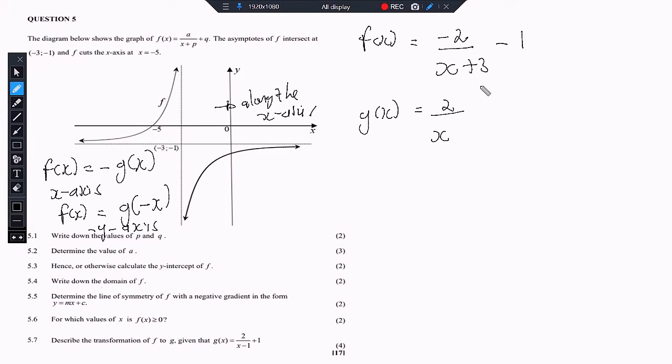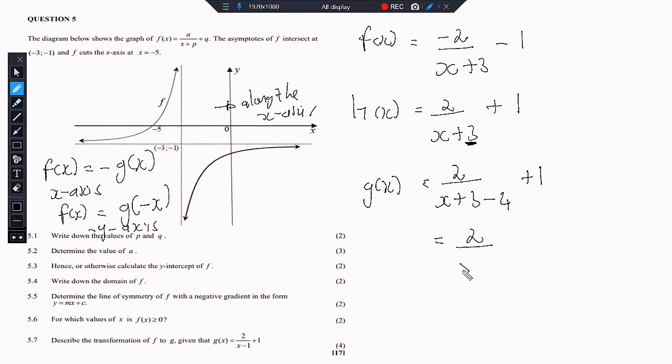So if we were to change this, it would be 2 over x plus 3, and then here we would have plus 1, right? But then again, they did something here to the positive 3. So let's say this is not g of x right now, it's h of x, right? Now to get to g of x, there's something that they did to this 3 here. So this is 2 over x plus 3. Now they wanted to get to negative 1. They had to subtract what? 4. And then plus 1. So this became 2 over x, and then minus 1, and then plus 1.